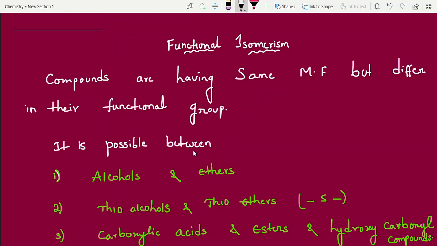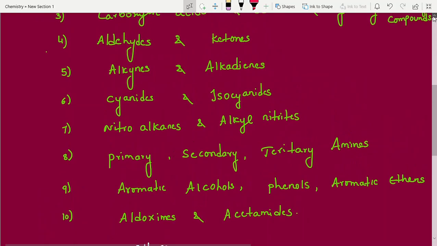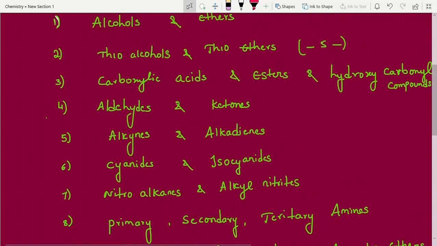It is possible between alcohols and ethers. The second one is thio alcohols and thio ethers. Sulfur-containing compounds we call thio compounds. Then carboxylic acids, esters, hydroxycarbonyl compounds. And the fourth one, aldehydes and ketones. Each and every concept I will explain with a suitable, perfect example.